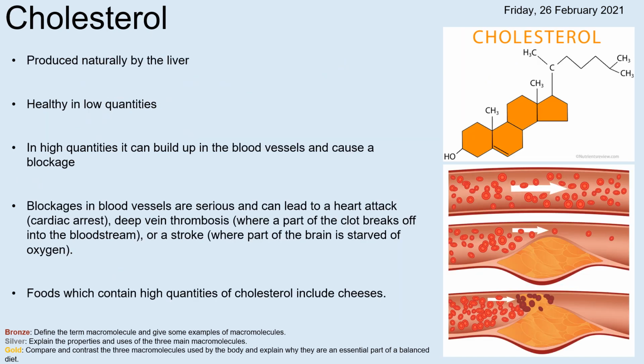So that's phospholipids. And then cholesterol is something that is produced naturally by the liver, and it's healthy in low quantities, hence why it's produced by the liver. But you can consume more cholesterol-filled foods in your diet, and in high quantities it can build up in the blood vessels and cause a blockage, like this one here. This top one is a normal blood vessel, so the blood is flowing nice and smoothly through the vessel with no obstruction. The second one here, there is this large filling, which is a cholesterol buildup.